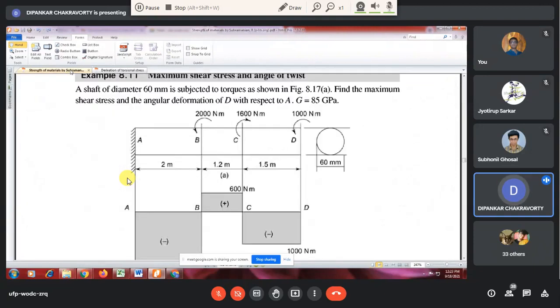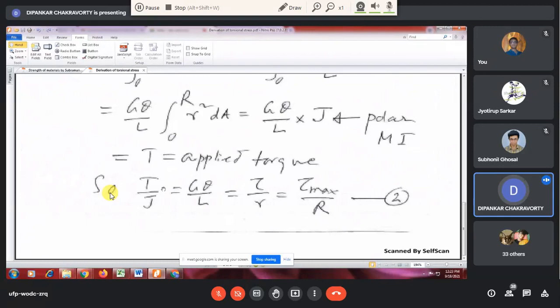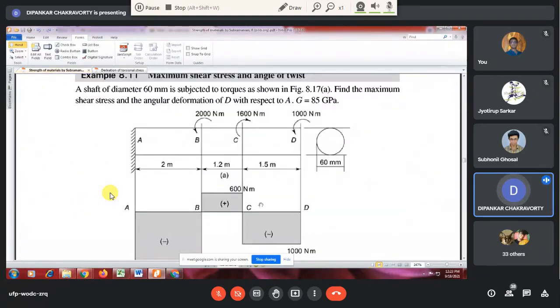Now the thing which is important, they have told that find the angle of twist between A and D. That is quite important. See, if you assume that C was fixed, then at D you have an anti-clockwise moment. So you can get the value of theta by applying this formula. Theta is TL by GJ. TL by GJ, that theta you can get, that will be anti-clockwise, minus.